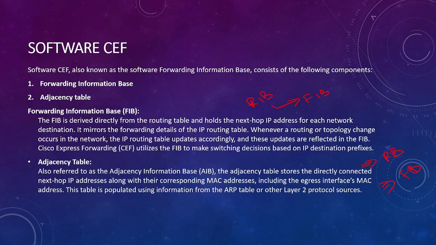So next is the adjacency table, right? We discussed the FIB. Next is the adjacency table. Why do we need an adjacency table? The adjacency table stores all the directly connected interfaces.